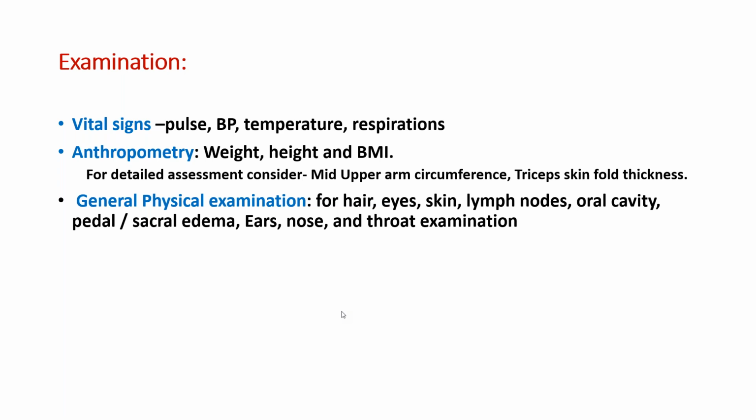Please do the general physical examination. Specifically, look at the hair, eyes, the skin. Look at the lymph nodes. Each and every lymph node you have to palpate. Look at the oral cavity. I will show you how the oral cavity can provide us so many vital clues about what is happening to the patient.